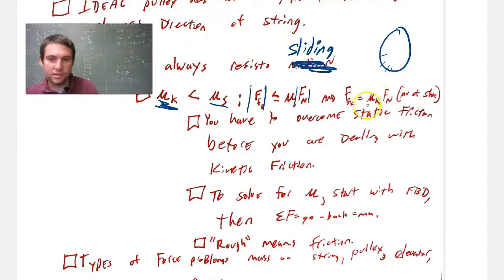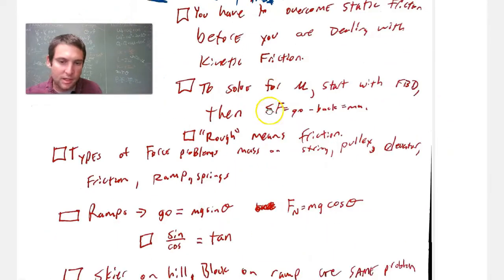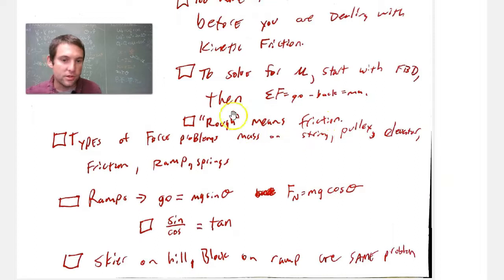When we pulled the shoe across the desk with the scale, this is a maximum friction. If you're needing to find the maximum, then we're talking about static friction. You have to overcome static friction before you're dealing with kinetic friction. Once you break the temporary bonds in the molecules in contact, then it starts to behave a little bit differently. To solve for mu, start with your free body diagram, then use the net force equals the stuff that makes it go minus the stuff holding it back equals mass times acceleration, and use that frictional force equation we just talked about.